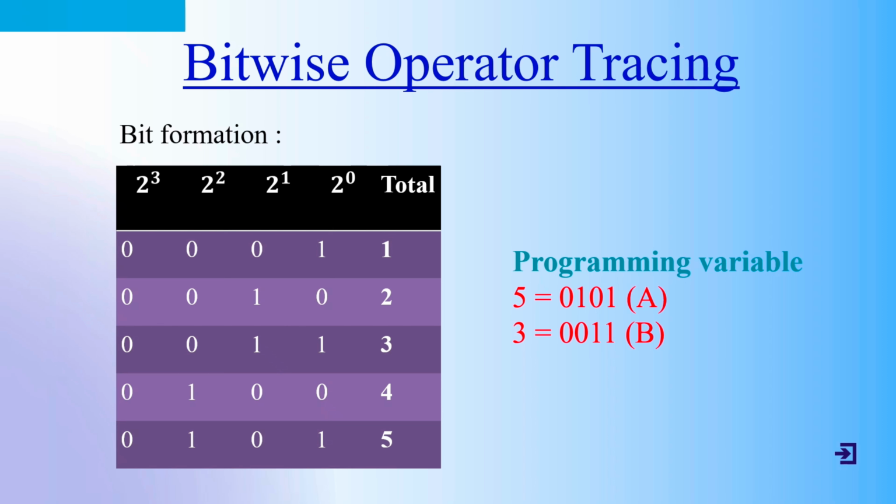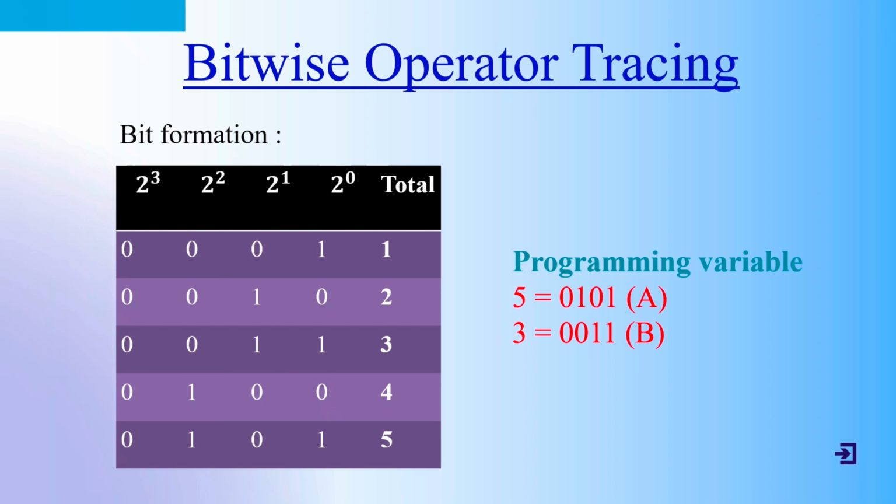If we want the value as 5, then check which values you need to set as 1. Adding 4 and 1 will give you 5, right? So other than 2 power 2 and 2 power 0, make all the bits 0, which gives 0, 1, 0, 1. So we can say the 5 bit representation is 0, 1, 0, 1. In the same way, for 3, if we want the total value as 3, then we set 2 power 0 and 2 power 1 as 1 and all other bits as 0, which gives us the final result for 3 as 0, 0, 1, 1.